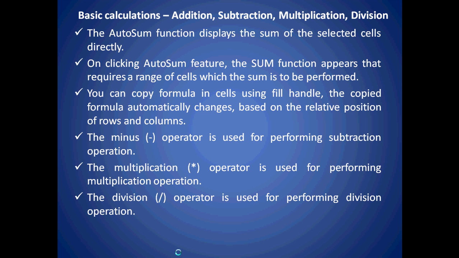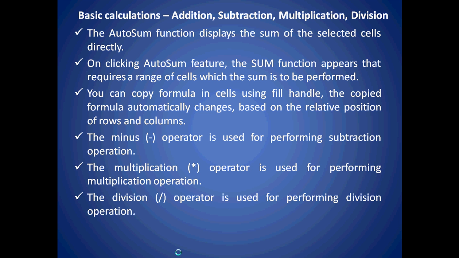But here is the Autosum function. It is very powerful and most widely used to sum a set of values horizontally and vertically. The Autosum function displays the sum of the selected cells directly. We know very well the sigma sign on the spreadsheet program. On clicking the Autosum feature, the sum function appears, which requires a range of cells on which the sum is to be performed.